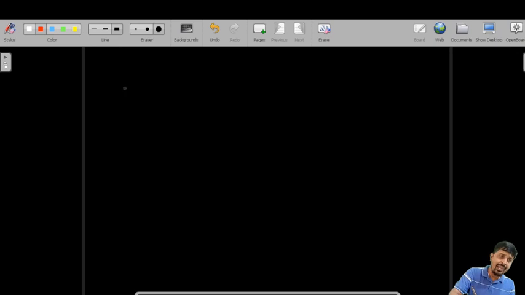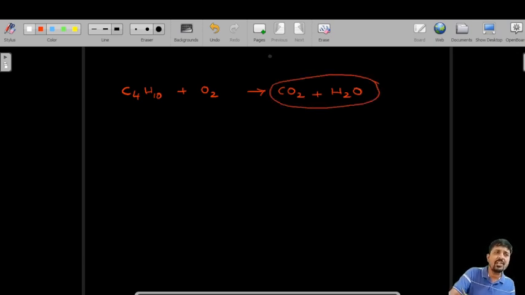See, I'll give you an example. C4H10 plus O2 gives rise to CO2 plus H2O. You are seeing CO2 plus H2O here, then obviously it is a combustion reaction. Whenever you see a combustion reaction, I told you the technique. What is the technique? First of all, balance carbons. How many carbons are here? 4. So write 4 here. Next step is balance hydrogens. How many hydrogens are here? 10. You can write 5 here.